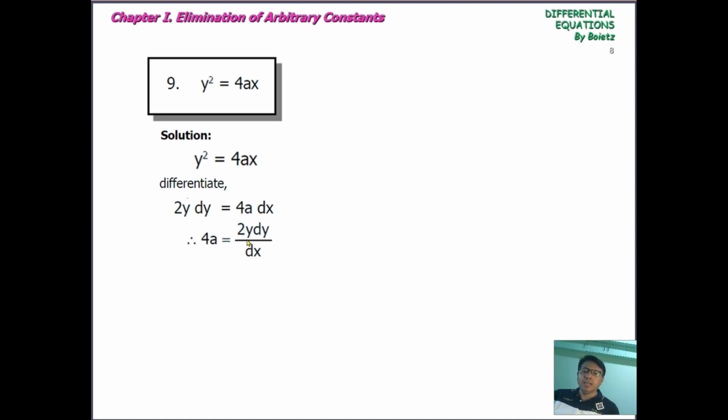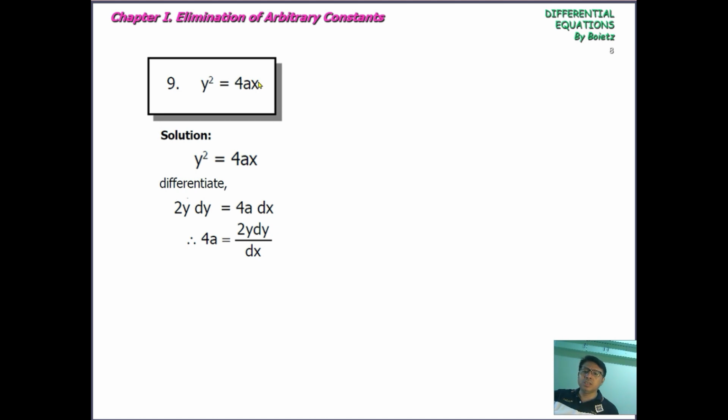Okay, so solution: just copy the problem. Then differentiate. There is only one arbitrary constant here, the a, although there is a 4, so we need only one differentiation. Here, 2y dy, then 4a dx. We can get the value of 4a by dividing the whole equation by dx. Therefore, 4a is equal to 2y dy over dx.